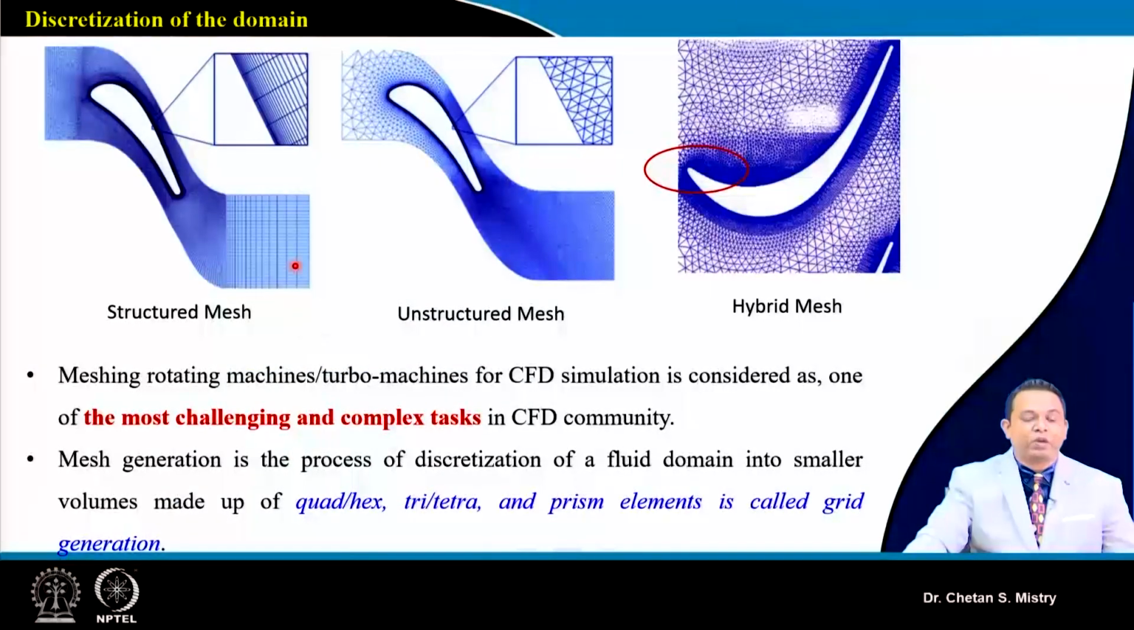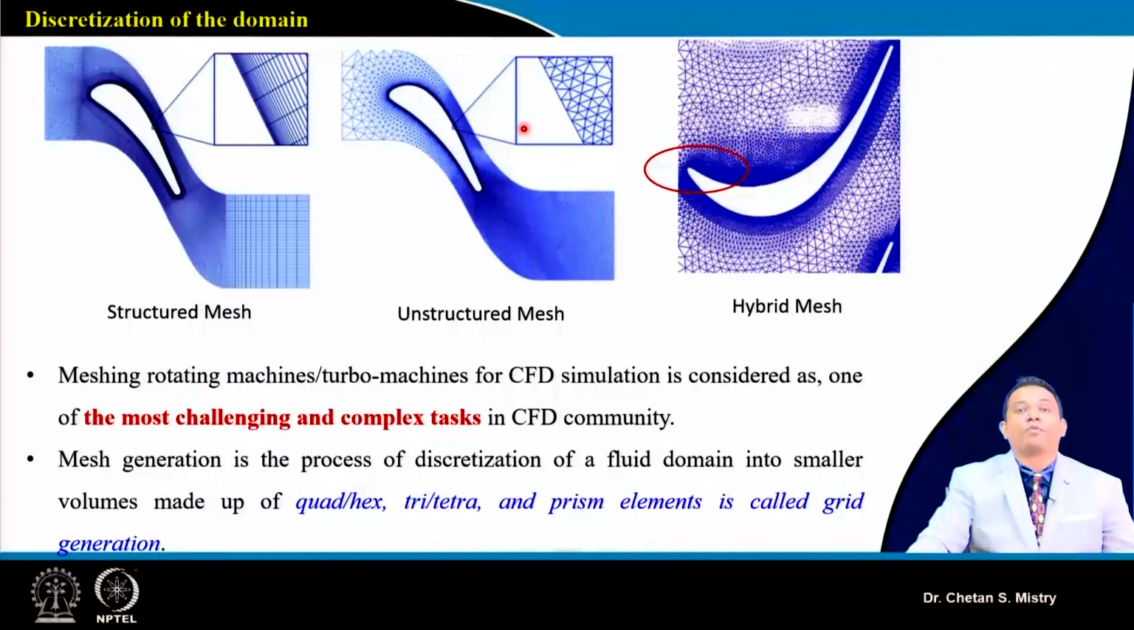So here, this is representing one of the blades, and around this blade we have a systematic arrangement of these elements. That's what we can call structured mesh. We can have an unstructured kind of configuration. You can see here, this is not systematically arranged. There are some configurations in which we have a combination of both structured as well as unstructured mesh. That's what we define as a hybrid mesh.